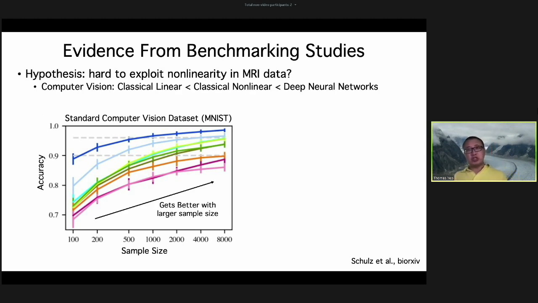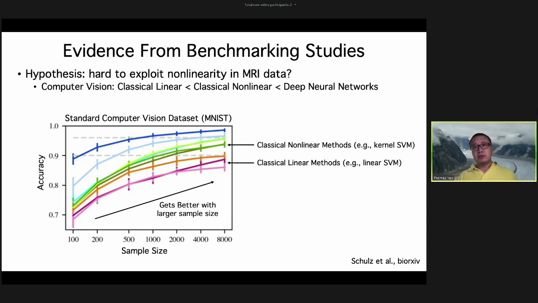We see that the prediction accuracies get better with larger sample size. The pink, orange, red lines correspond to classical linear algorithms like linear SVM. The green lines correspond to classical nonlinear methods, such as kernel SVM. We see that the green lines are above the red-orange lines, so classical nonlinear methods outperform classical linear methods in this data set.